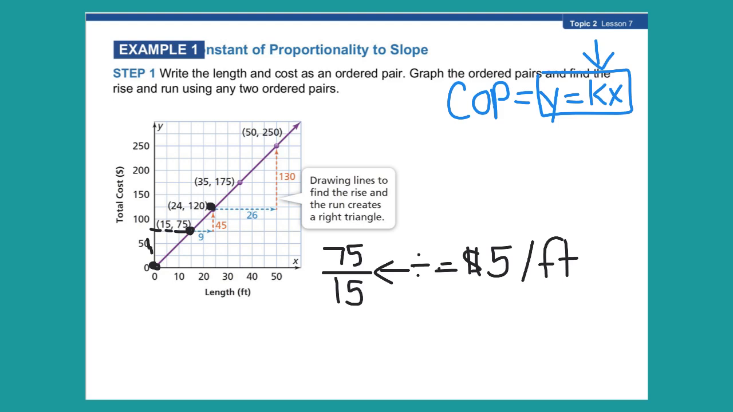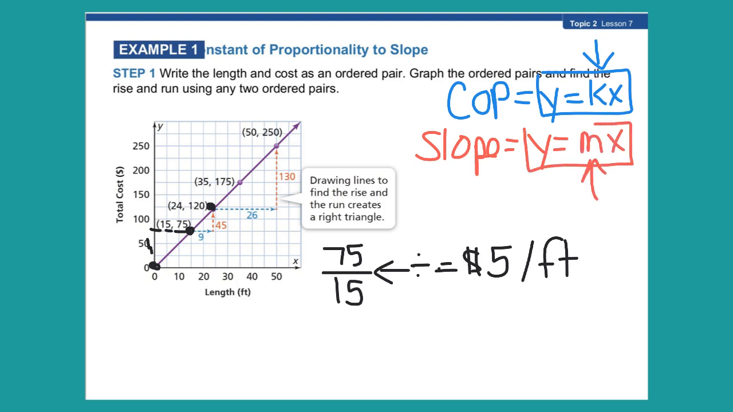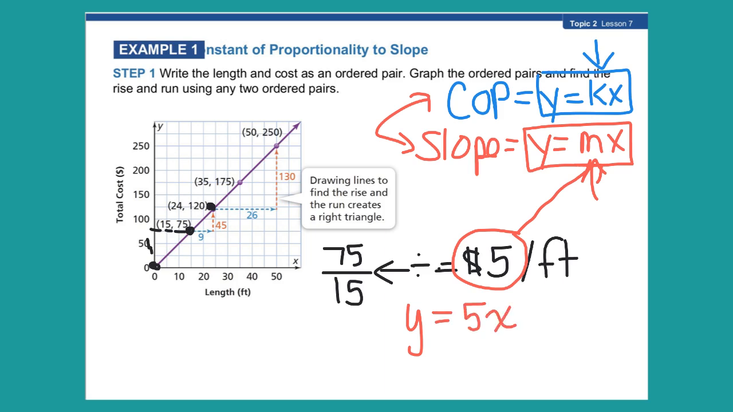Well, this year we are doing slope. And its equation looks like this. And sometimes I really feel that we make math a little more complicated than it needs to be for kids, because slope and constant proportionality are exactly the same thing. So we should be using the same equation. But regardless, your slope is going to be your multiplier. And so if I wanted to write an equation for this, I would say y equals 5x would be my equation. The x, remember, is my length in feet.